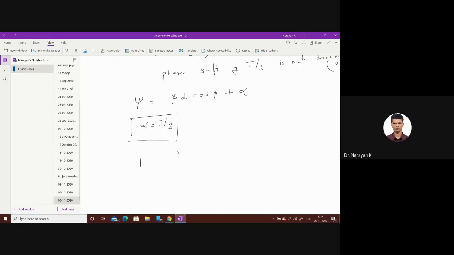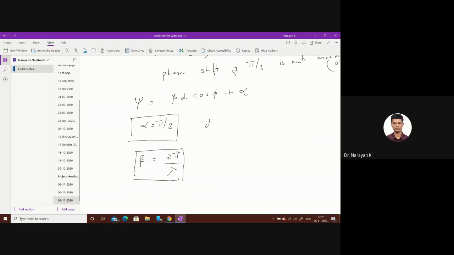What is beta? Beta is equal to 2 pi by lambda. Always remember, in your entire antenna course, wherever beta comes, you can close your eyes and write beta is equal to 2 pi by lambda. Is it clear, Kavya? Okay, very good. Yes, Mahima. Is it clear? Yes, sir.